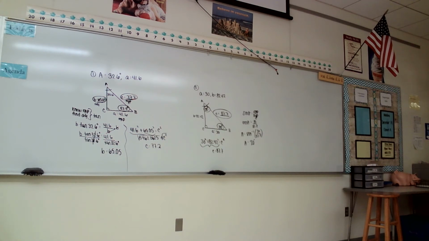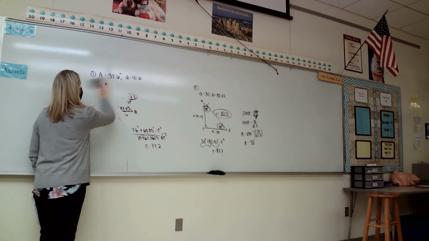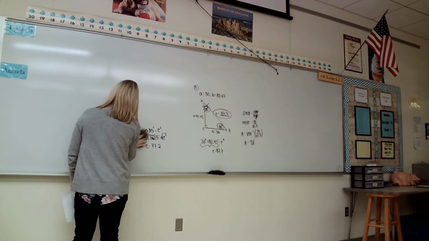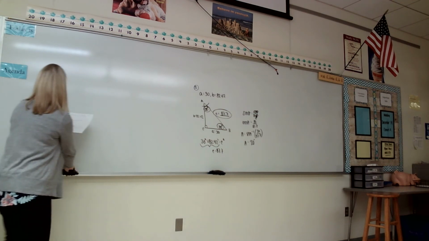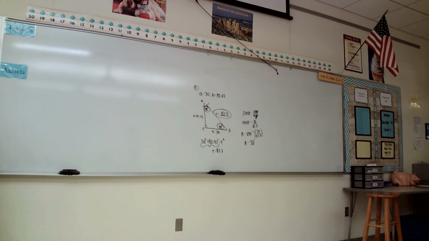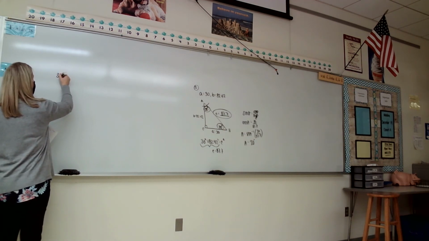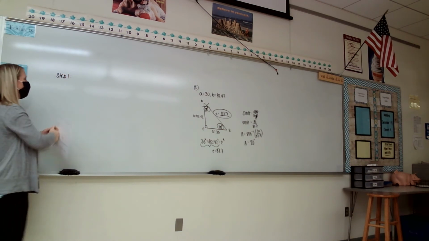So number 1. I'll put the steps over here. All right. So it says, what are the steps to solving an applied trigonometry problem? And there's 3 of them. So step 1. Step 1 is always going to be to draw a picture.